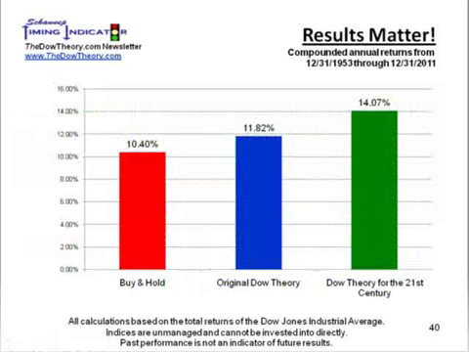Here's the chart that you've seen before with the buy and hold at 10.4% and the original Dow theory at 11.82%. We put in the Dow theory for the 21st century as if it were in existence throughout the whole period, and if you were following the rules outlined in my recent book, unfortunately all of those were not available during all of that time. But there would have been a 14% annualized gain if the rules laid out had been followed from the beginning. These results would have been obtained using our current rules of engagement, but they are back-tested.